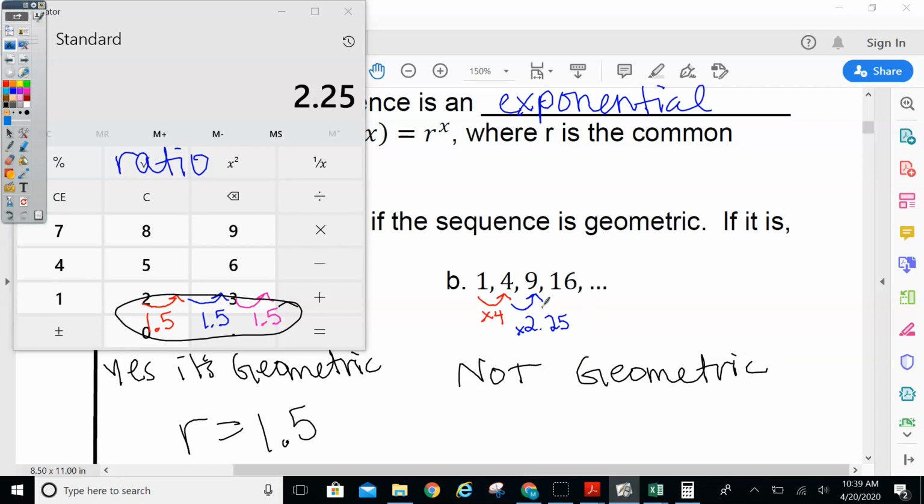So right there, I see that they're not the same, so I can just say not geometric. You don't have to check them all. You could check this last one too. It's not going to be the same. And even if it was the same as one of them, they all have to be the same. So as long as two of them are not the same, you can stop and say nope.